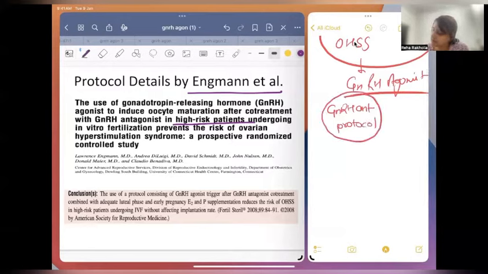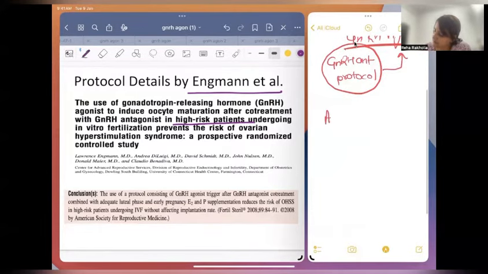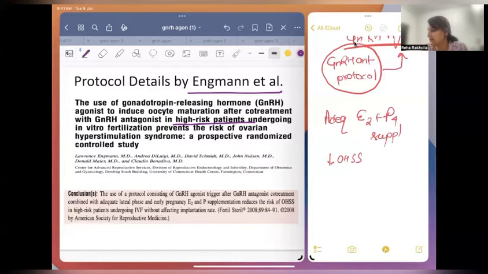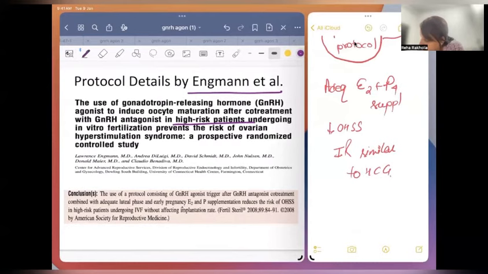The protocol is GnRH antagonist, and they give a GnRH agonist trigger. They give adequate E2 plus progesterone supplementation. There was decreased OHSS, and implantation rate was similar to HCG trigger. Okay. Reducing OHSS with E2 and progesterone supplementation in high-risk patients undergoing IVF, without affecting implantation.